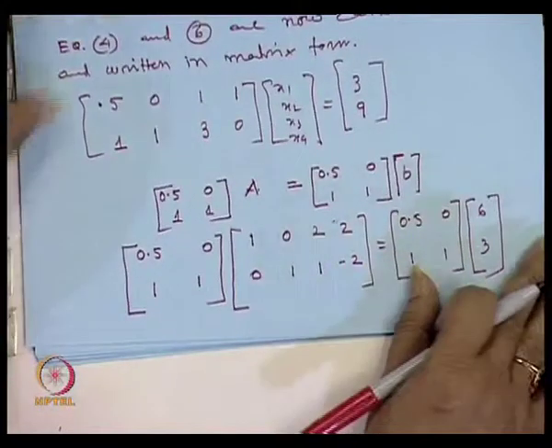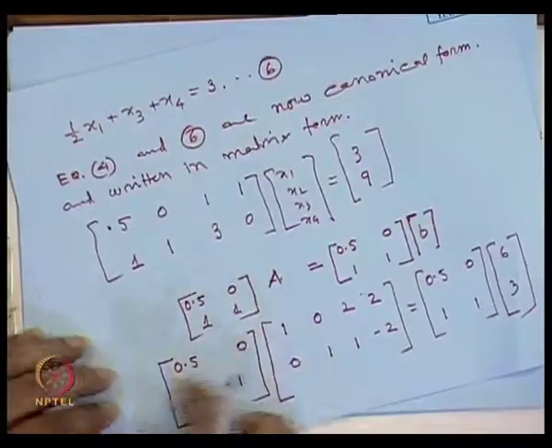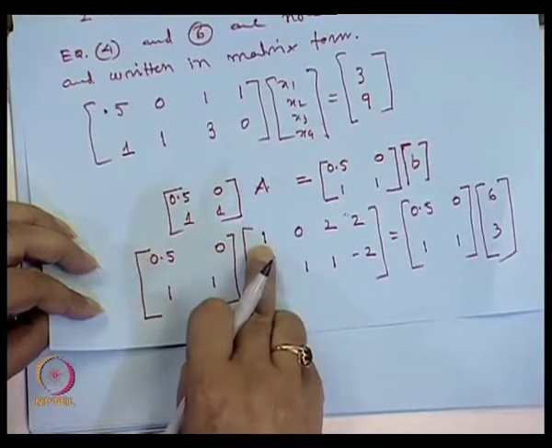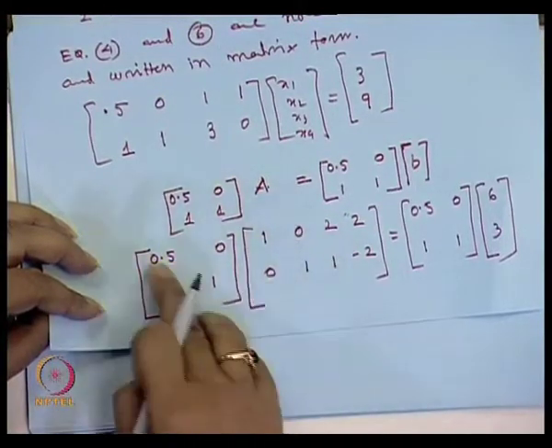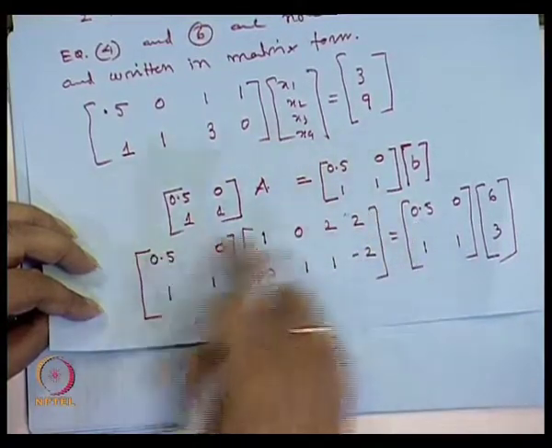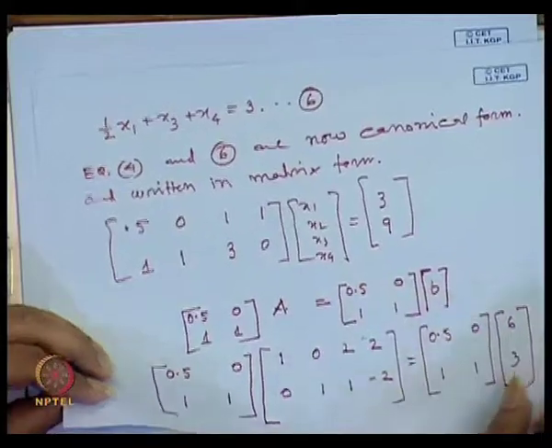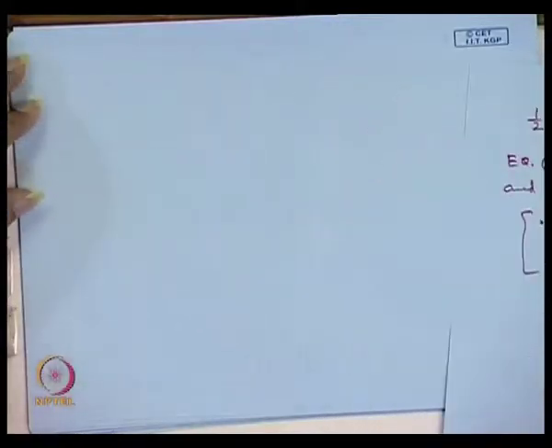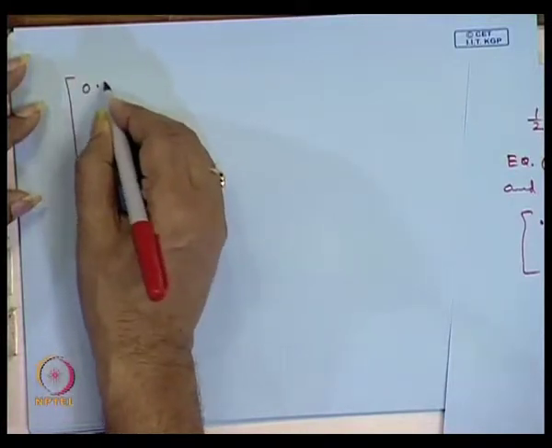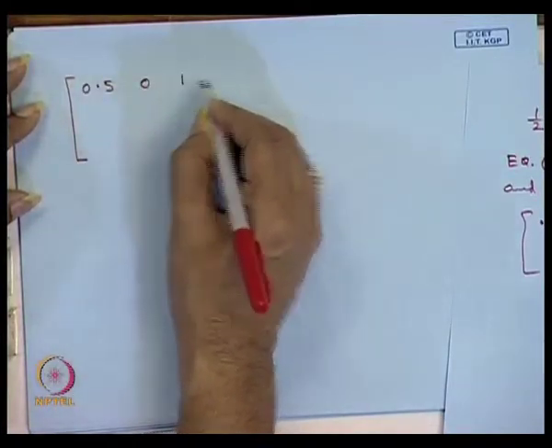So, now if you see this equation, if you multiply this and this, this element is multiplied by 0.5, this into this 0, this into this 0.5 multiplied, this into this 0.5 multiplied. So, ultimately after multiplication, this matrix is coming 0.5, 0, 1, 1.